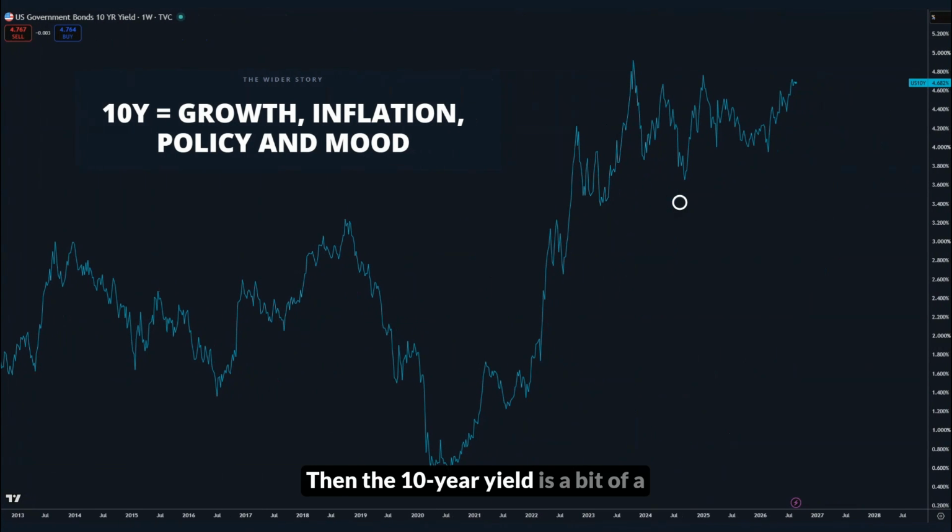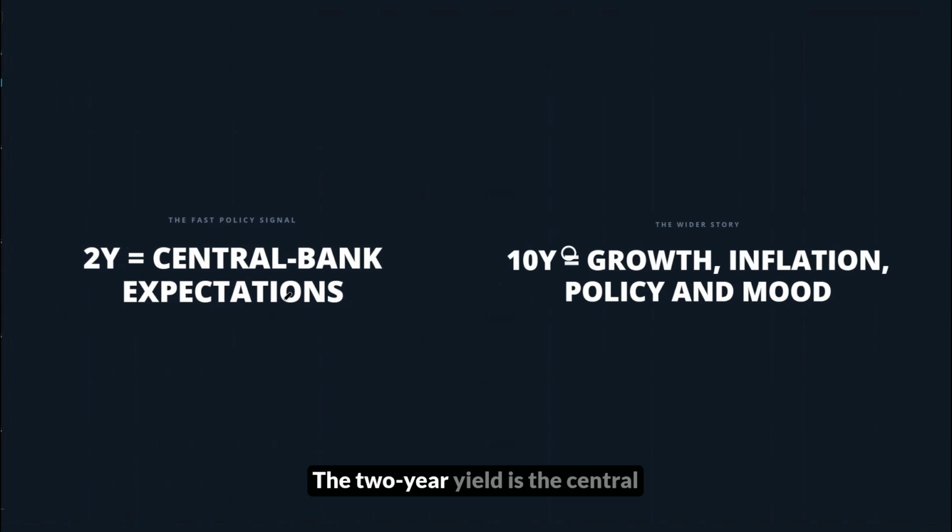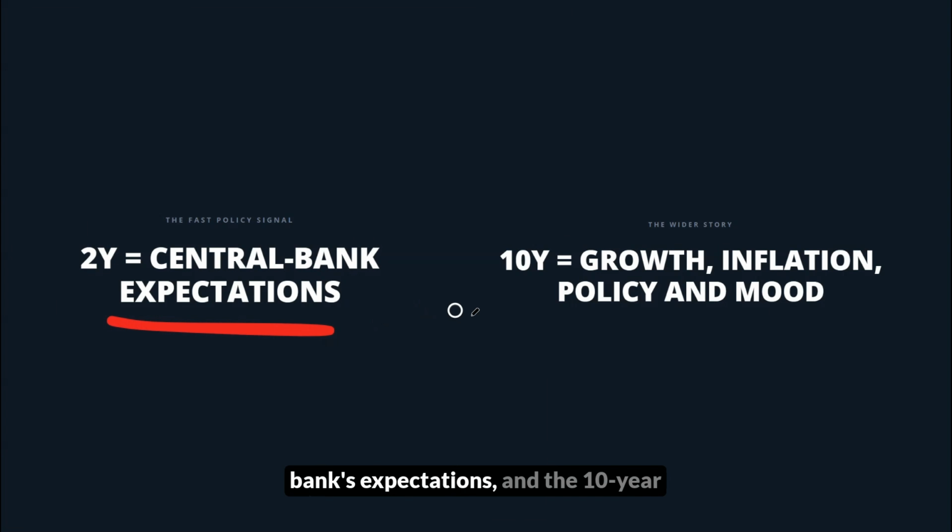Then the 10-year yield is a bit of a different story because it reacts, yes, to expected interest rates, but it also absorbs the market's view of growth, inflation, and the overall health of the economy over a longer period of time. So for now, remember this distinction. The 2-year yield is the central bank's expectations, and the 10-year yield is growth, inflation, and the central bank's expectations, but also sentiment, mood for economic growth. In fact, you'll see that later we will use the 10-year yield as our simple risk sentiment proxy because it encapsulates the sentiment, growth expectations, inflation expectations, and so on and so forth.